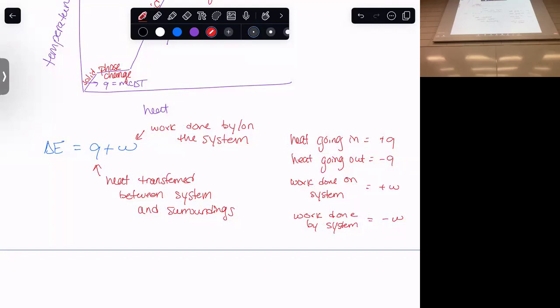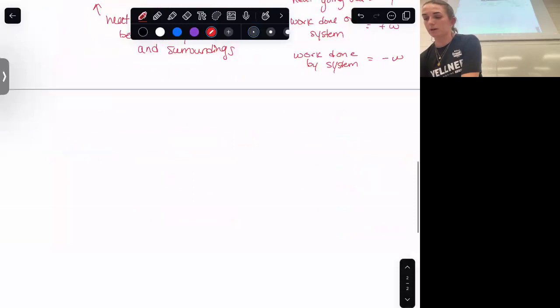Any questions about delta E, Q, and W? Okay. What other equations do we have with Q?